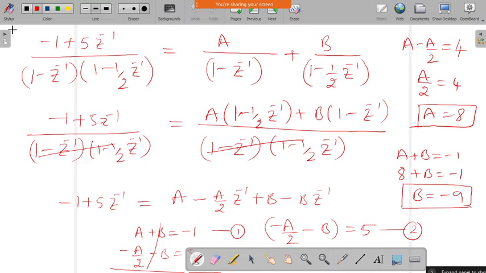Again, definitely one problem will come for the inverse z transform in the examination. If you practice this, definitely you are going to get one question out of the 20 mark questions, maybe 10 or 8 marks, or it may be 6 marks depending upon the problem.